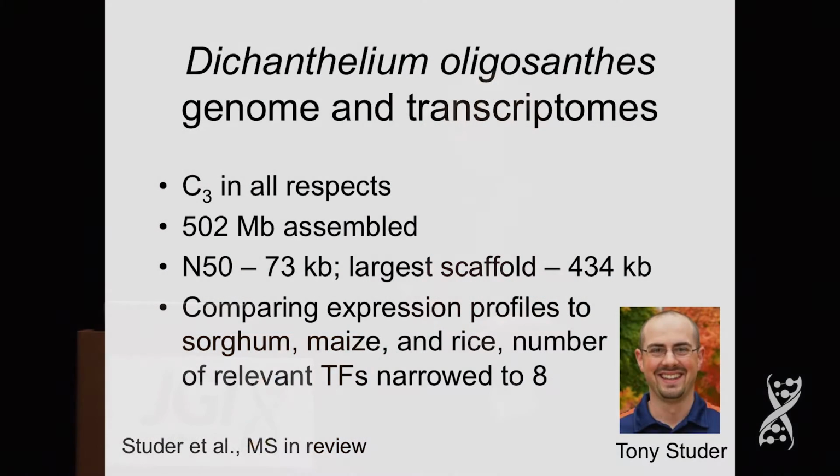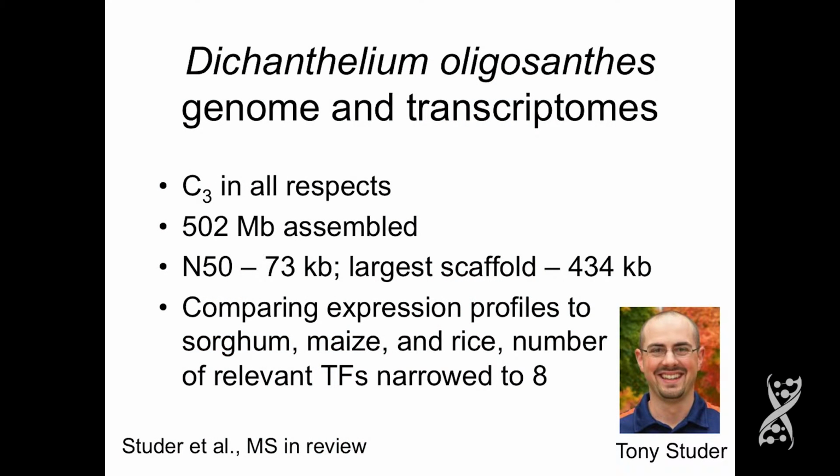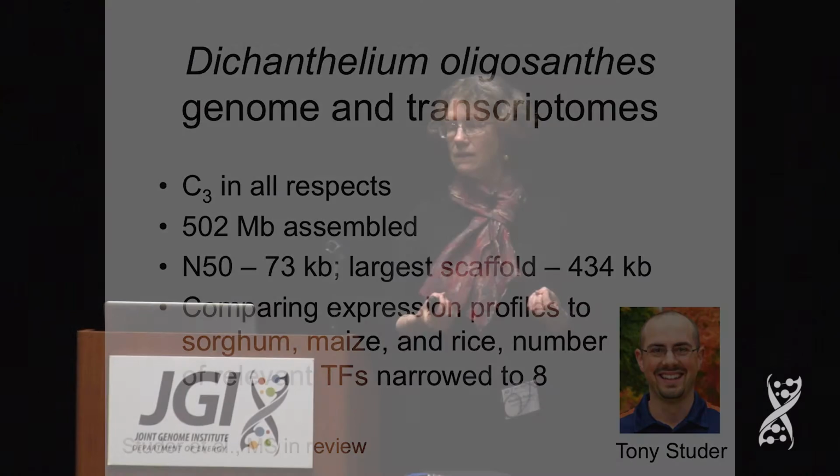The third little vignette I just want to mention is looking at Dichanthelium oligosanthes. This is a C3 plant where we have the genome and the transcriptomes. This is work led by Tony Studer. The first thought is, given its position in the phylogeny, is it a good C3? And the answer is yes. Tony's done a lot of the photosynthetic work. He's done a ton of the physiology and gene expression work, and it's behaving just like every C3 we know about. So there's nothing remotely intermediate about it.